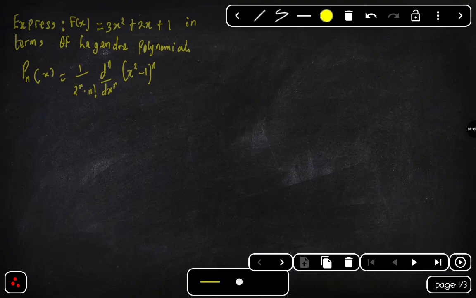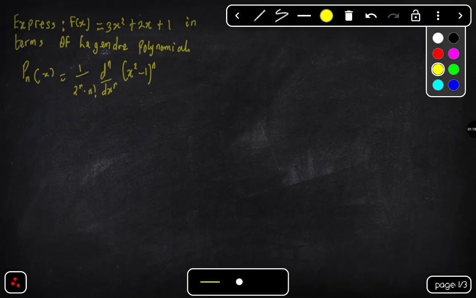Now, how are we going to express this given function in terms of the Legendre polynomial? That's the question. If you look at this function, the power of x here is 2. That shows that n will be equal to 2. The power of x here is 1, that shows that n will be equal to 1 here, and the power of x here is 0 because x raised to the power of 0 will give us 1. So that shows that the value of n here will be 0.